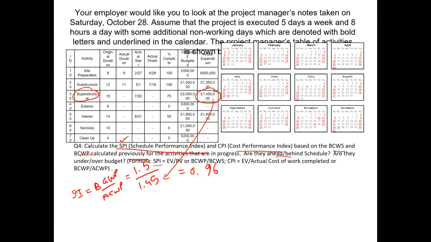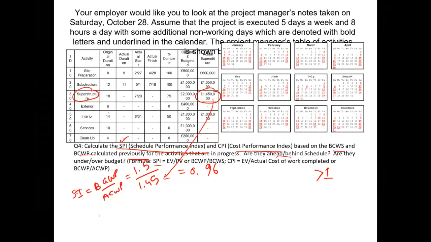Now again, a rule of thumb is if it exceeds 1, it is usually good news. So 0.96, a value very close to 1, indicates a small variance. So in terms of 0.96, it indicates we are slightly behind schedule, not too much. And the other thing which we have to calculate is the cost index.